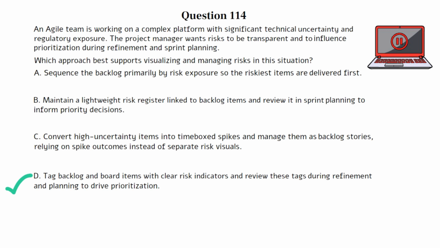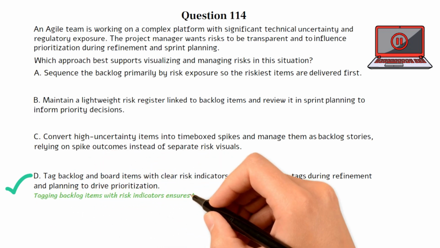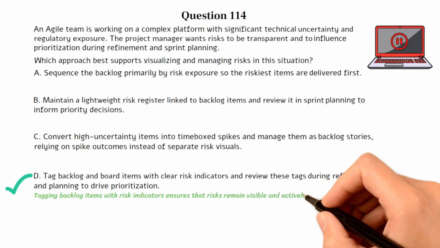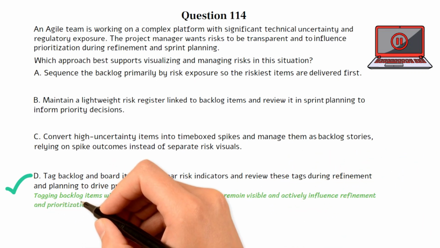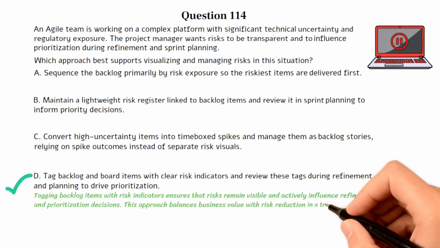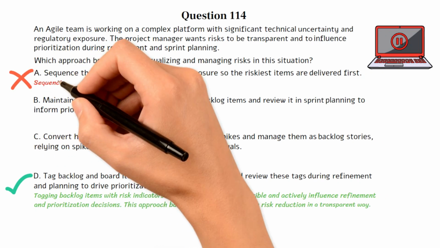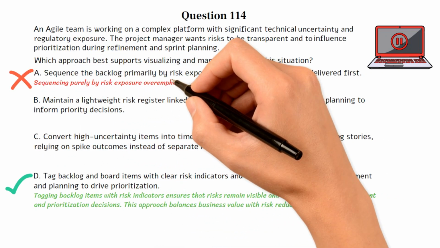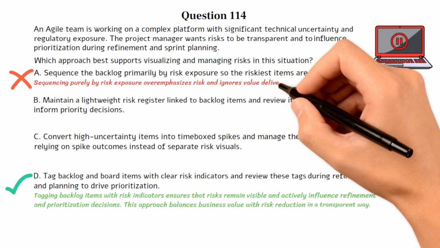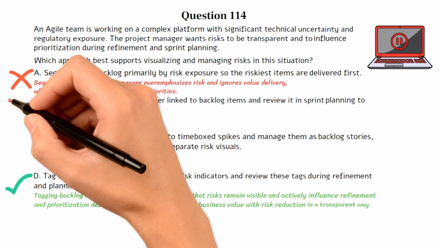Choice D is the best option because tagging backlog items with risk indicators ensures that risks remain visible and actively influence refinement and prioritization decisions. This approach balances business value with risk reduction in a transparent way. Choice A is incorrect. Sequencing purely by risk exposure overemphasizes risk and ignores value delivery, which may misalign with stakeholder priorities. Choice B is incorrect.